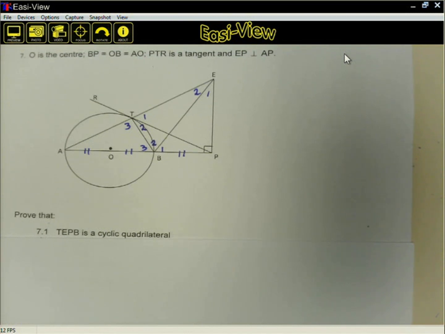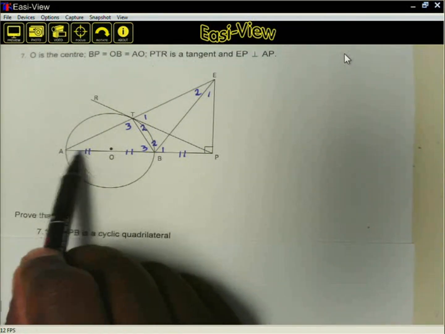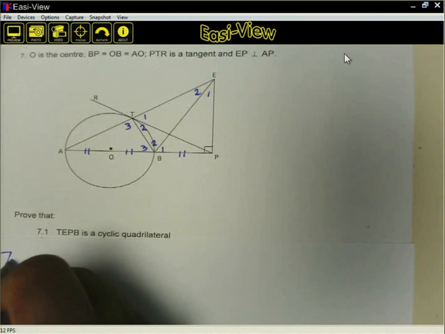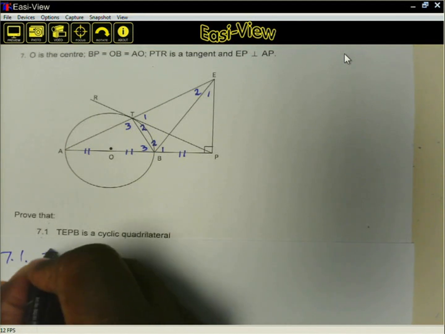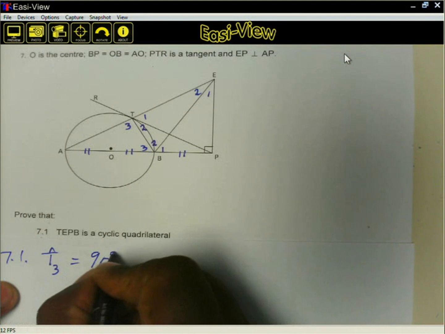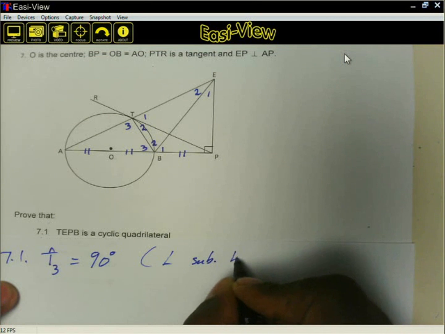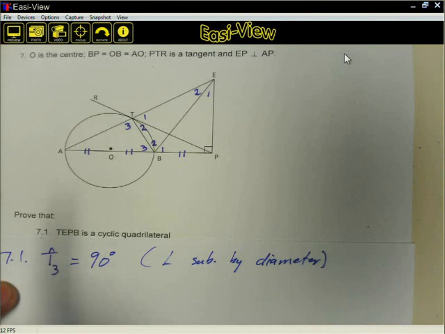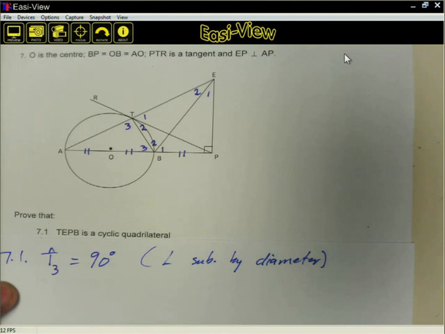Look at the given information. What is given? This angle is 90 degrees, and O is the center, so AB is a diameter. If AB is a diameter, angle T3 is equal to 90 degrees. That is an angle subtended by a diameter. Because it is given that O is the center, and the straight line that passes through the center is a diameter, AB is a diameter. So T3 will be equal to 90 degrees.